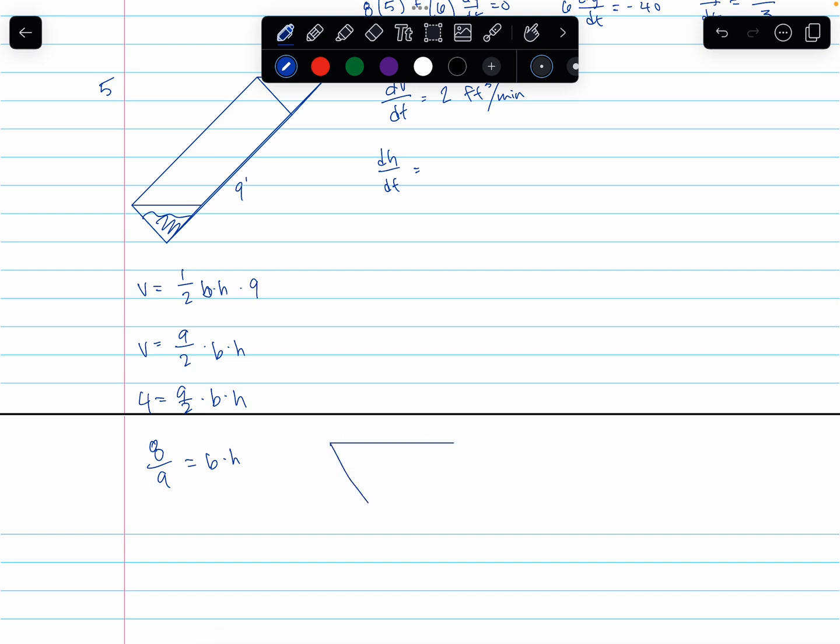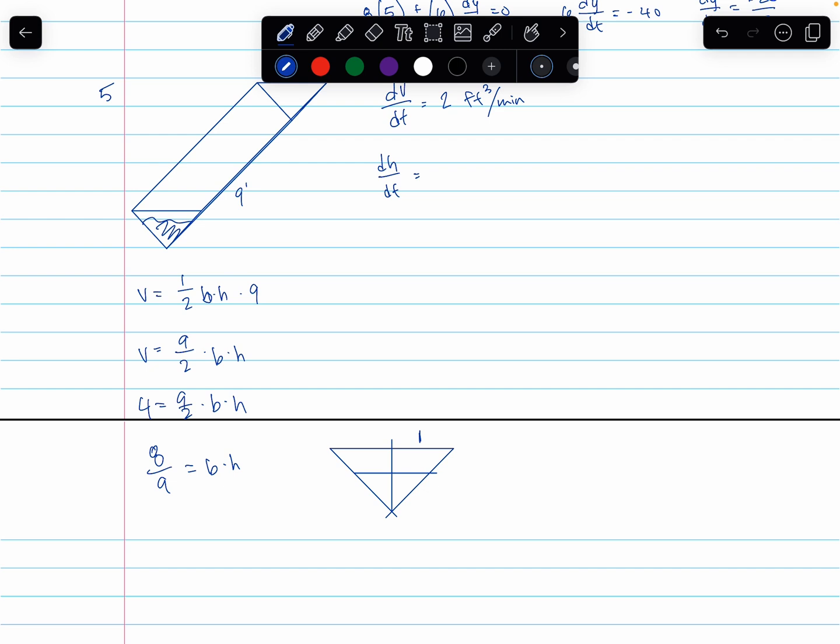So if we have... This right here is going to represent the isosceles triangle. Okay, so there's the isosceles triangle right there. So let's draw another line right here that represents the height of the water. Okay, so that's going to be the height of the water. This right here is 1. That's 1. We have the height right here.